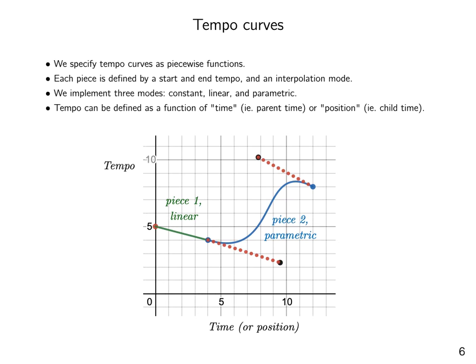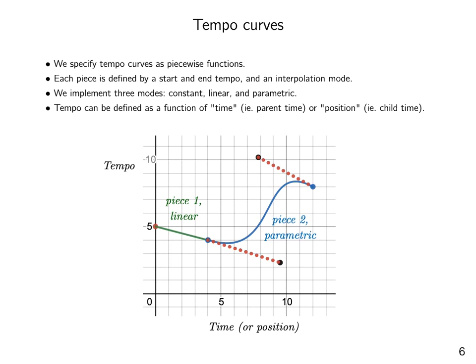Now, how do we define a tempo curve? We specify the tempo curves as piecewise functions, which allows us to have complex tempo curves built from simpler and smaller pieces. And each piece is defined by a start and end tempo and an interpolation mode. So we have two simple interpolation modes, constant tempo and linear interpolation between the start and end tempo. And the interesting thing is that we can use parametric curves to define tempo. In our case, we used Bezier curves, but the paper can be used to implement the same thing using any parametric curve as long as it indeed defines a function.